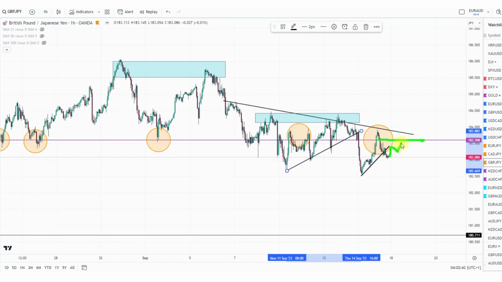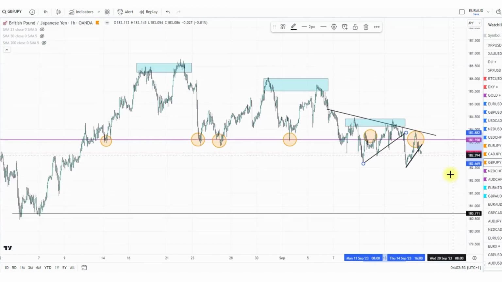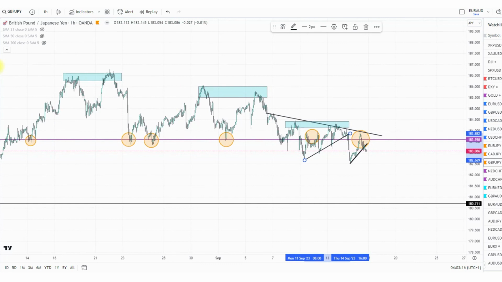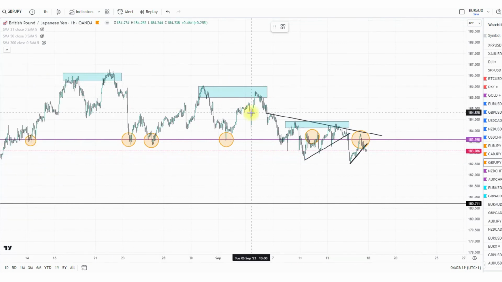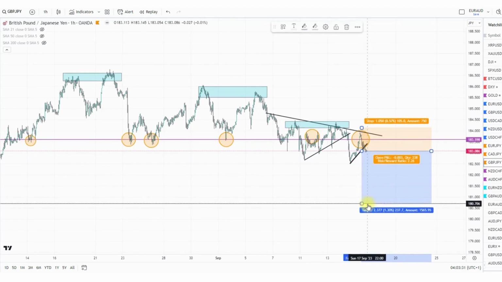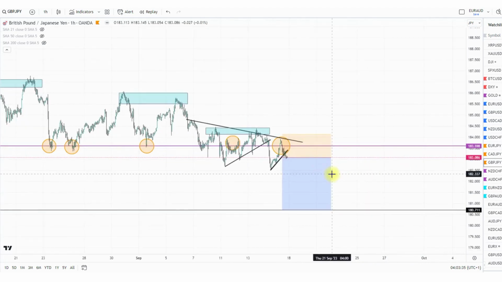So price might actually come back to retest this area and then fall back to 180.711, which means that my bias on GBP JPY is to the downside, and my take profit target is 180.711. So from this zone right here, price might actually retest, or price might actually fall further. And if we are going short from this level, then this is 1:2.